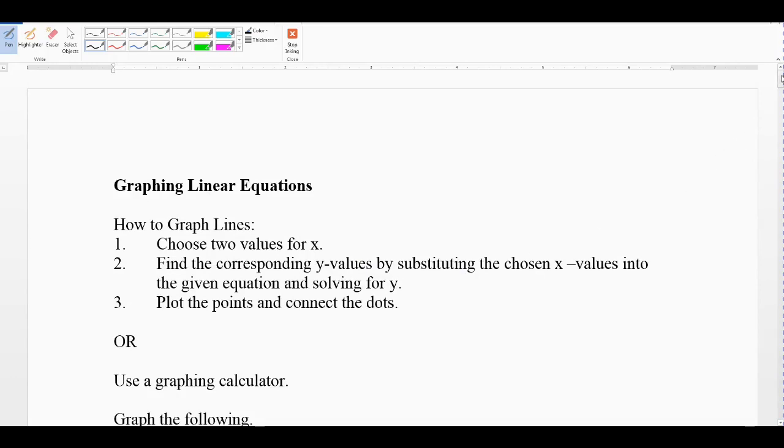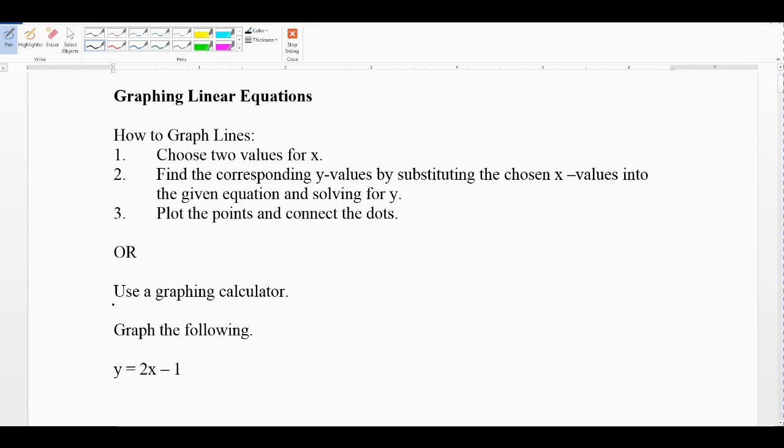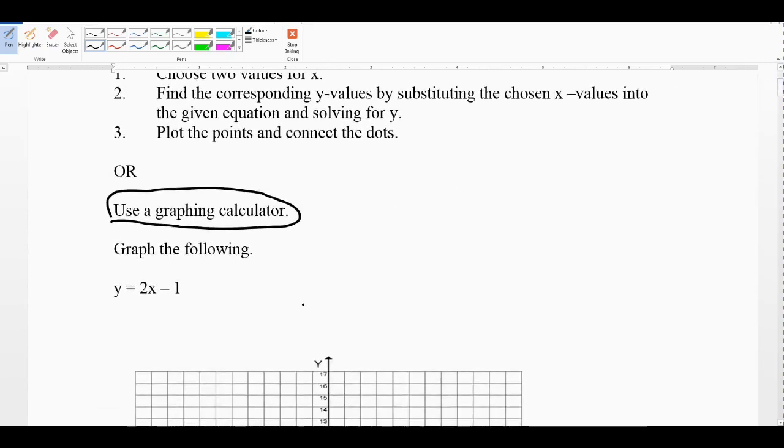Now that's one way. But the best way is by far using the graphing calculator. So I'm going to do this first one by hand, and then that's going to be the last one I do by hand. Maybe not. So we have y equals 2x minus 1. I like to use a t-chart. I actually like to use a longer t-chart than most people do. I want you to see all the work that's going on.